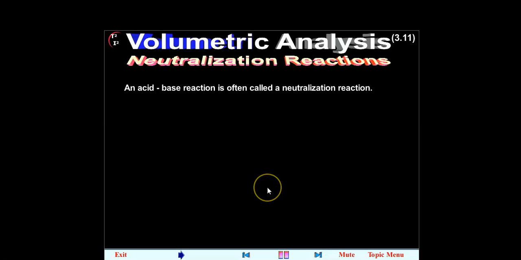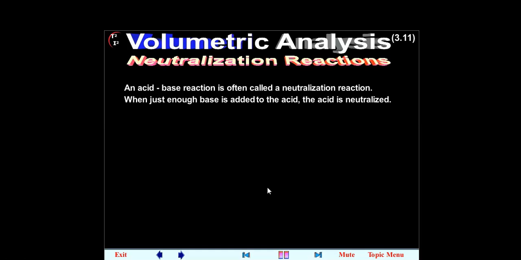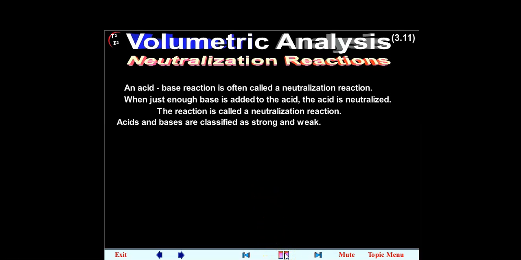An acid-base reaction is often called a neutralization reaction. When just enough base is added to the acid, the acid is neutralized. The reaction is called a neutralization reaction. Acids and bases are classified as strong and weak.